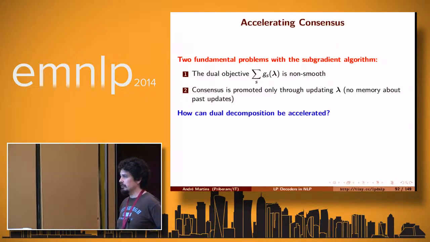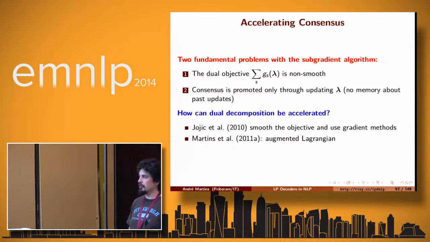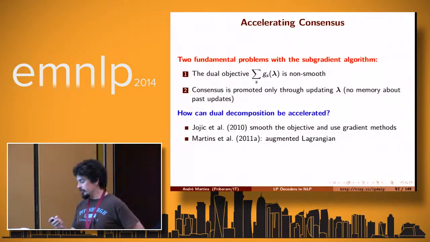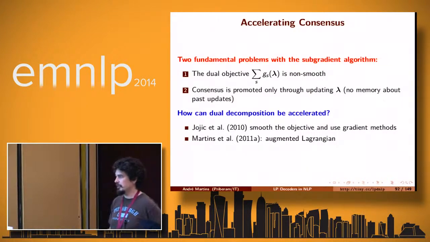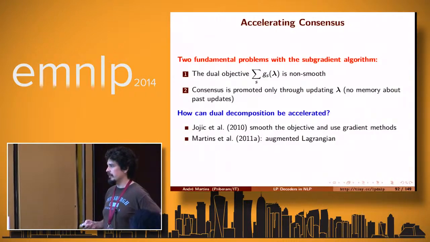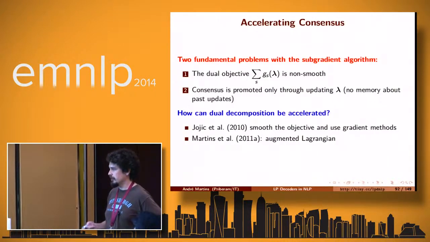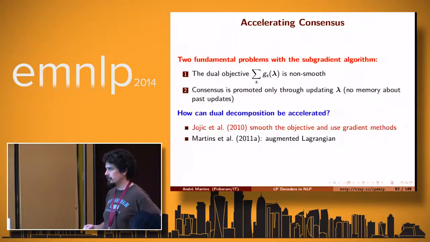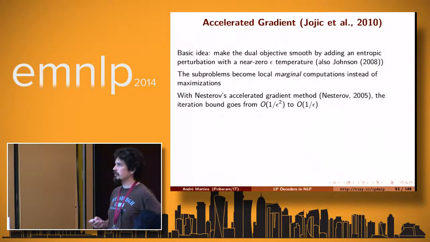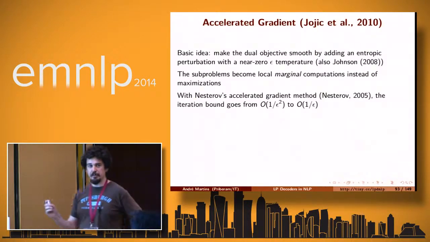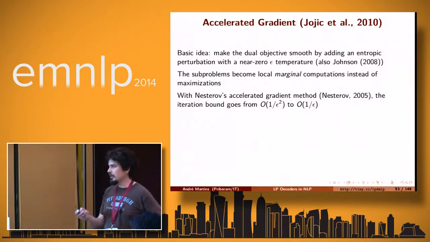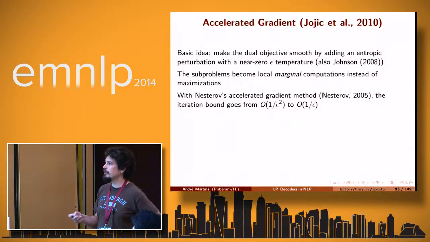So we are going to show other dual decomposition algorithms that accelerate this scheme. The first one was proposed by Jojic and others, and then one algorithm that we proposed ourselves based on augmented Lagrangians. All right, so let's talk first about the accelerated gradient method. The basic idea is to make the dual objective smooth. So this is addressing the first problem with the subgradient algorithm. It's turning the dual objective smooth by adding an entropic perturbation with a near-zero temperature epsilon.